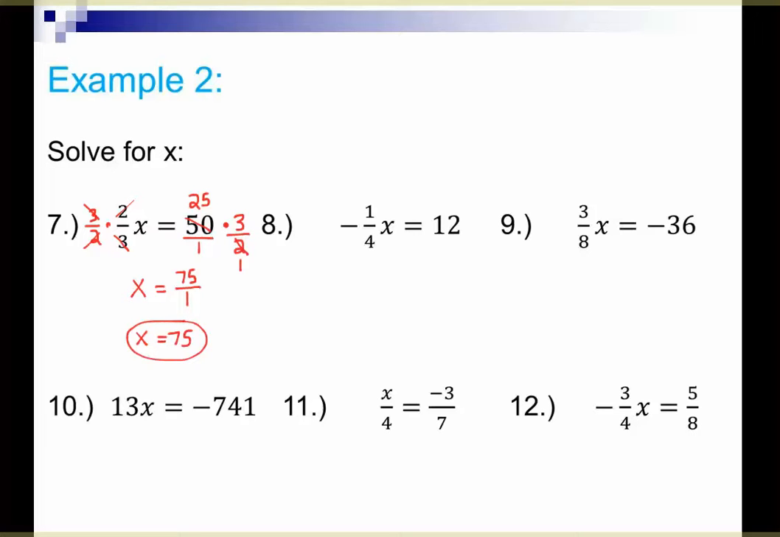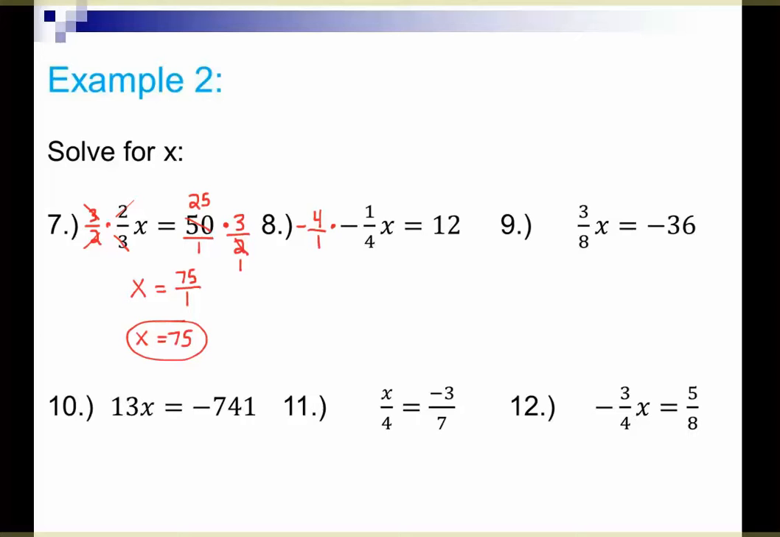All right, take that 75, plug it back in. 2/3 of 75 is 50, so that totally makes sense. All right, on number 8, we got negative 1/4 x equals 12. How do we get rid of that negative 1/4? Well, we're going to multiply it by its reciprocal. And the reciprocal of negative 1/4 is going to be negative 4 over 1.